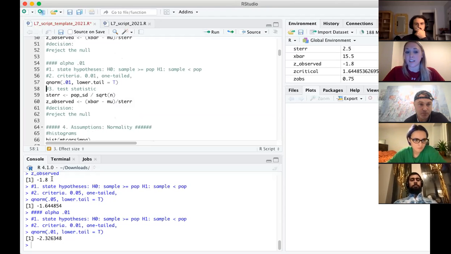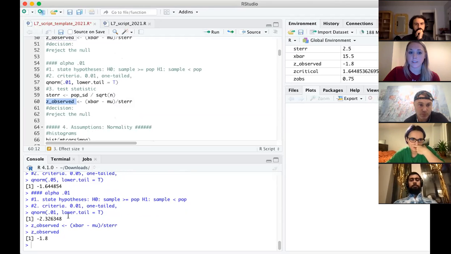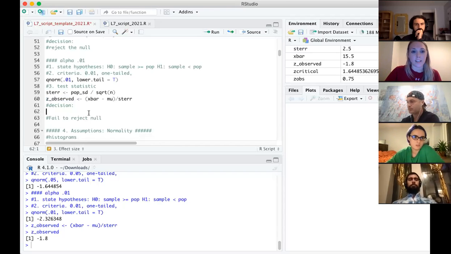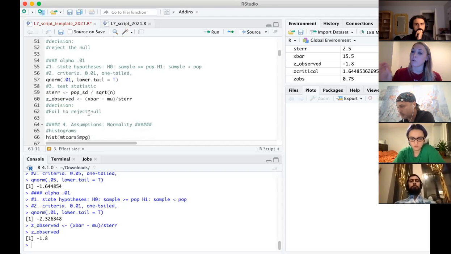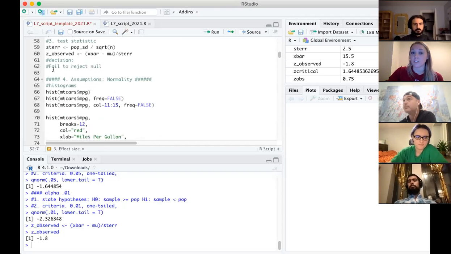So our qnorm is now negative 2.32. And our Z observed, again, that hasn't changed, is negative 1.8. So now what is our decision? We can't reject. Exactly. So now we fail to reject. This is what I was saying when I said making your alpha more strict makes it harder to reject the null, right? We lowered alpha to 0.01. That makes your Z critical larger, which means in the exact same statistical test, this changed from a reject the null to a fail to reject the null.